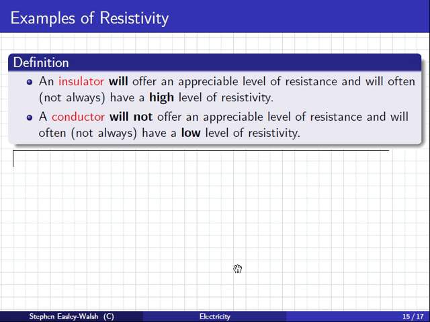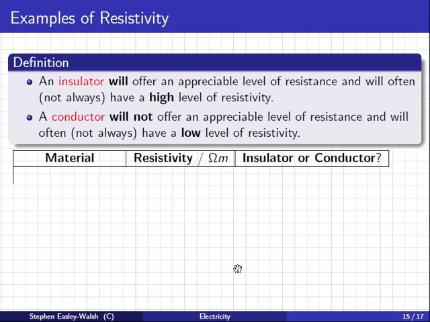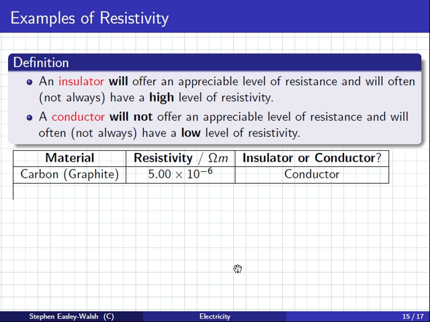Right, let's have a look at some values. So the first material we'll have a look at is carbon. So carbon is actually a conductor. I didn't know if you knew that. Did you know that already, or? Depends what. The graphite, like in the pencil.